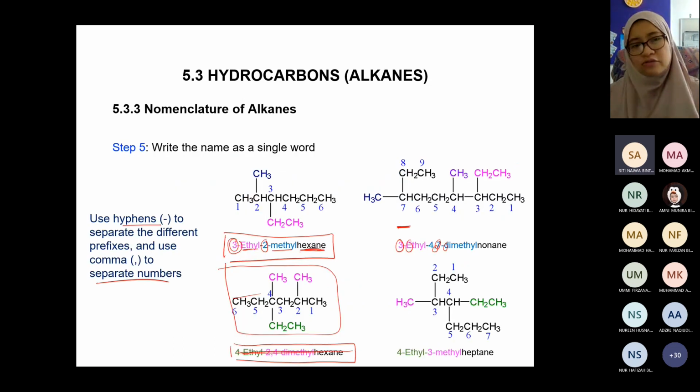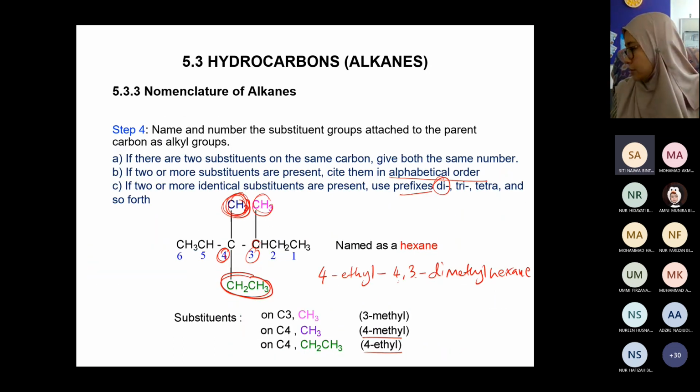Okay, any questions so far, guys, before we end our session? Tu dia. Okay, tak ada good question. Okay, right, maybe you can try it on your own first. Buat dulu tutorial tu, boleh try naming the alkanes. Itu je lah. Okay, so that's about it for today.